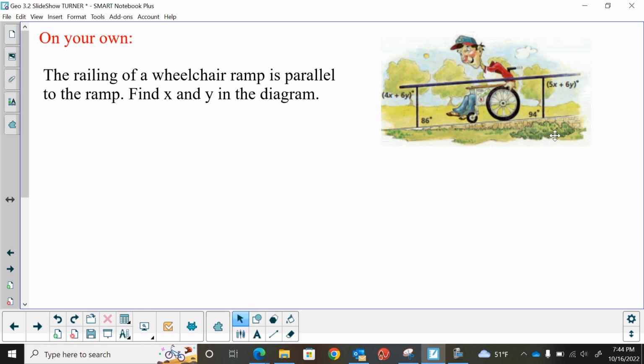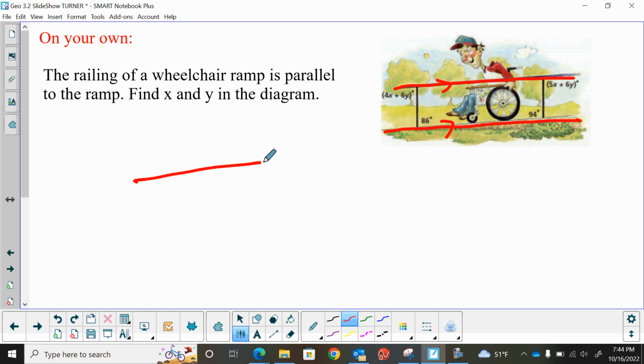So here we have in the picture, it says the railing of a wheelchair ramp is parallel to the ramp. Okay, so the railing is this top line, and that is parallel to the actual ramp itself, which is on the bottom. And if you notice, there's these two posts that are creating those transversals. So I'm actually going to just recopy it in my blank space down here, just to get rid of all the extra pictures that we have.